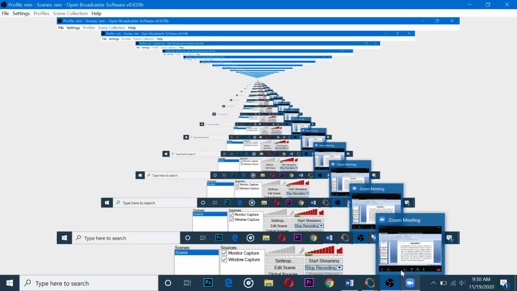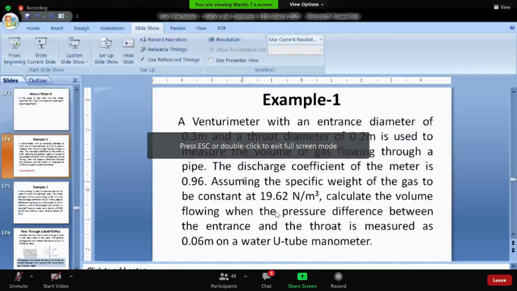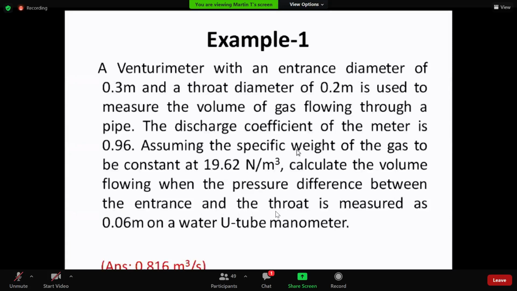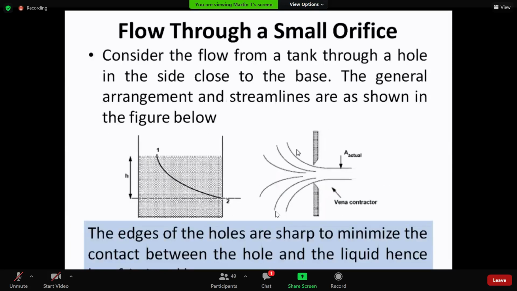Parameters as one of the methods of measuring flow rates. So today we are going to look at another application of Bernoulli's principle, and that is flow through an orifice. Now consider that we have a tank with a small opening at point number 2.